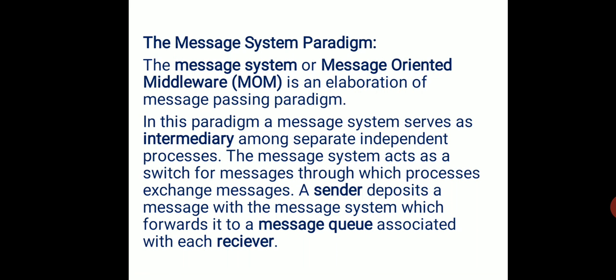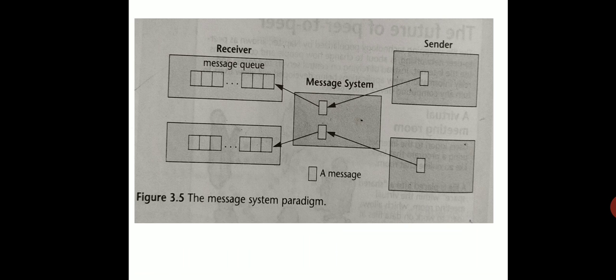So here in this message system paradigm, we have one message system. The message system acts as an intermediary or a middleware. It will receive messages from the senders and it will send those messages to the corresponding processes. Okay, so this is the message system paradigm.